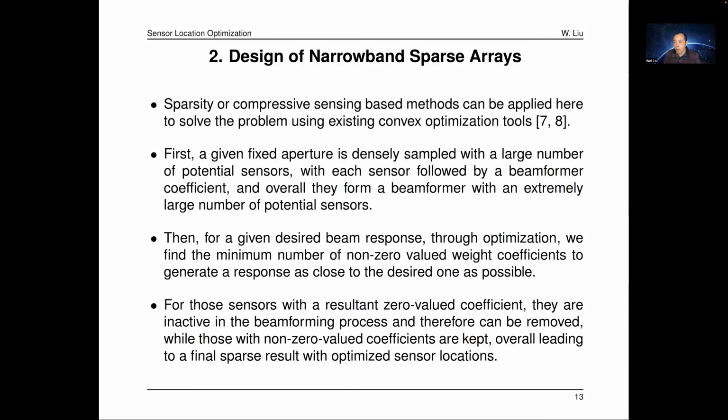And for the sensors corresponding to those 990 coefficients, you can remove them from the design because they have zero value coefficients. That means they are not needed in the beamformer process. So for those sensors with the resultant zero value coefficient, they are inactive in the beamforming process, and therefore can be removed, while those with non-zero value coefficients are kept overall, leading to a final sparse result with optimized sensor locations. So in this case, we have 10 sensors left. That 10 sensors gives you the final design result.